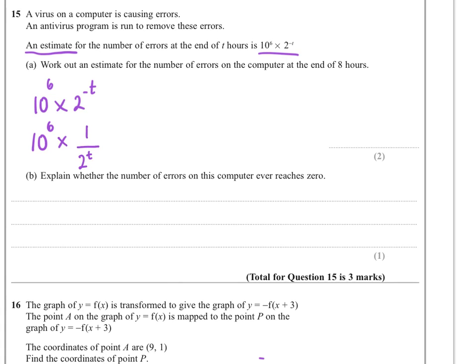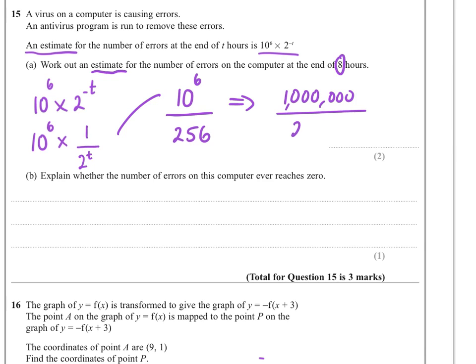Now reading that, it says the word estimate twice, so I don't think it means, say for example, t is 8 hours. I don't think it's saying work out an estimate for 1,000,000 divided by 2 to the power 8, which you can do on your calculator, which is 256. I don't think it's then saying do 1,000,000 divided by, say, 250, and you'd get 4,000. I don't think it's saying that.